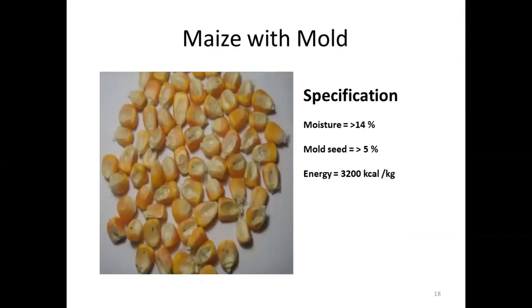Similarly, if we find such type of grains slightly infested with molds, the moisture percent will obviously be higher than 14%, and the mold grains will be more than 5%. In this case, I have seen that if there is mold infection, there will be other effects in poultry, like with the mycotoxin, but the energy value will not be decreased as in other infestations. So energy value will be around 3200 kilocalorie per kg with the mold infested grain also.